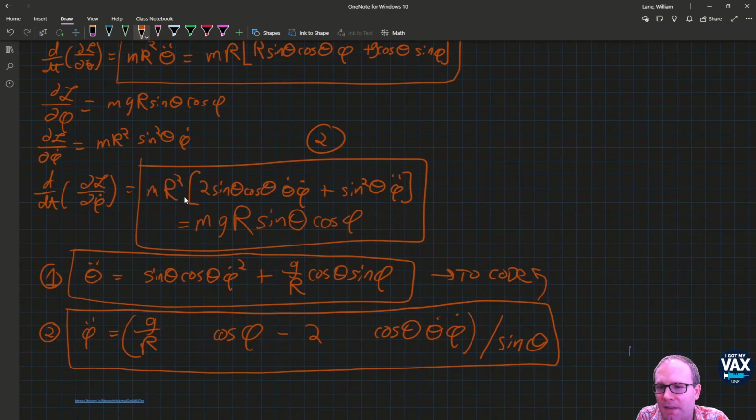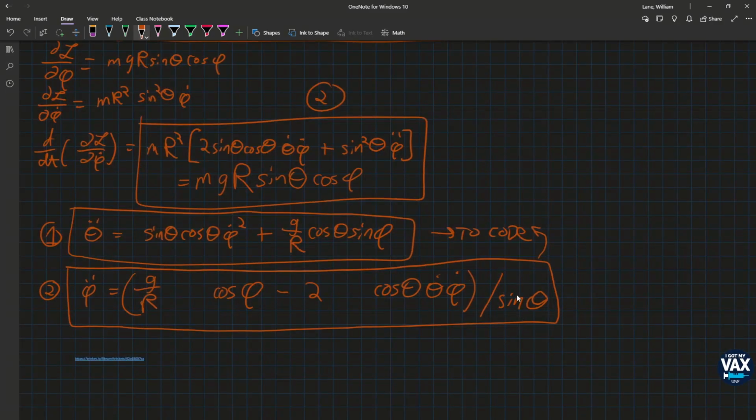We're going to need to divide by this mr squared. Again, that's going to cancel with the mr squared that's already over here, so it's going to cancel one of these r's. We're going to put the g over r. You notice you keep ending up with g over r, right? You have a g over r here and a g over r here, because that's taking your linear acceleration in meters per second squared and making it into an angular acceleration by canceling out the meters, giving you radians per second squared. And so we end up with this combination that's got g over r cosine phi minus 2 cos theta dot phi dot, all divided by sine theta.